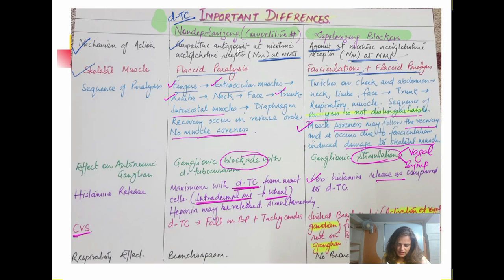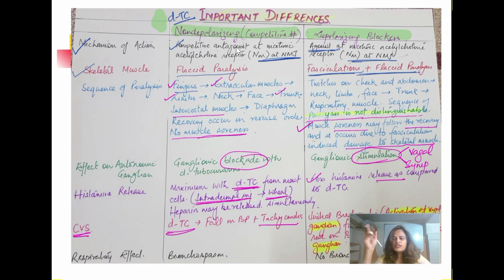Now cardiovascular: there is a fall in blood pressure. Now why is the fall in blood pressure seen with d-tubocurarine? Because number one, there is ganglion blocking. Number two, histamine release. Number three, less venous drainage. So all these three lead to a fall in blood pressure, followed by tachycardia. Whereas in the case of succinylcholine, there is already a ganglionic stimulation.